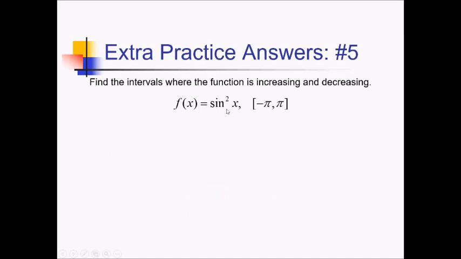For this trig function, squared trig function, we're trying to figure out where this thing is increasing or decreasing on the interval from -pi to pi. So we'll start by taking the derivative and finding our critical values. Derivative here is going to require the chain rule. Our outer function is something squared, so the derivative of that is 2 times the something to the first, so 2 times sine of x. But then we have to multiply by the derivative of the something, sine, and that's cosine, so we have a cosine here.